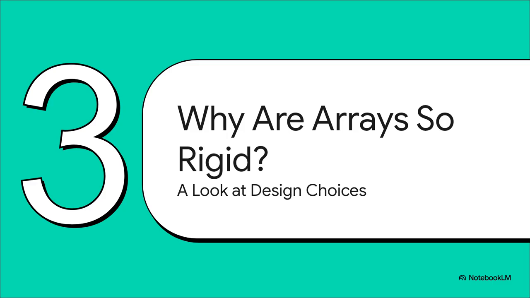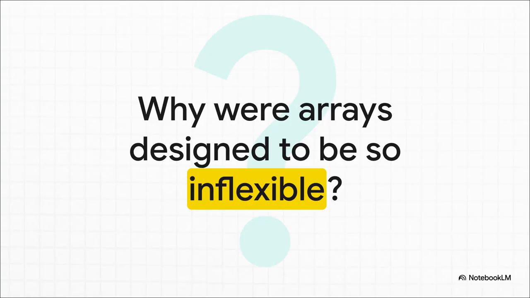Why? Why on earth were arrays designed to be so rigid? And the answer isn't that it's a bad design. It's actually a really clever design for its time. It's all about a specific set of trade-offs that were made way back in the 90s, before a lot of the fancy features we have in Java today, like generics, even existed.